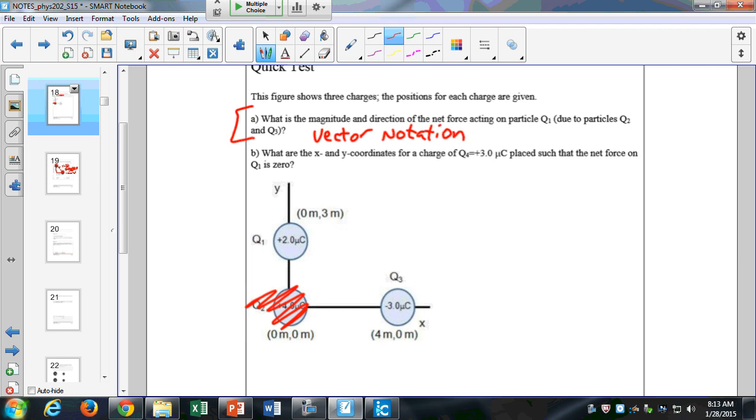All right, I'll give you a few minutes. First thing you want to do is identify the vectors. You want to calculate the magnitude. That comes pretty quickly. You need to find the distance between the two and use Coulomb's Law. Right, Q2 does not exist anymore.